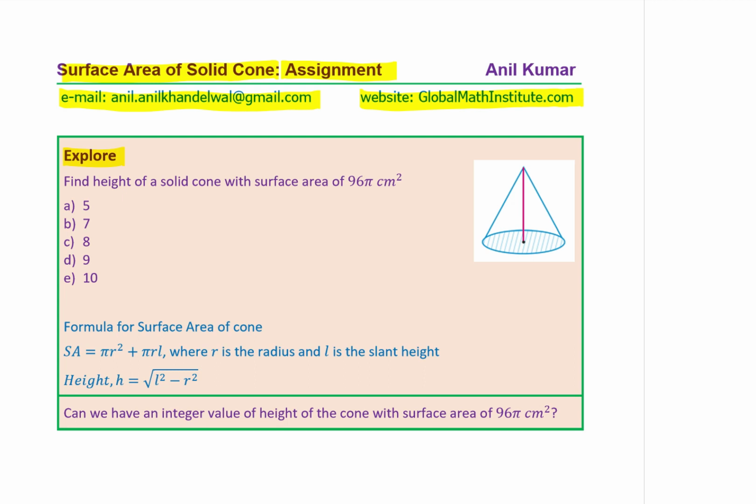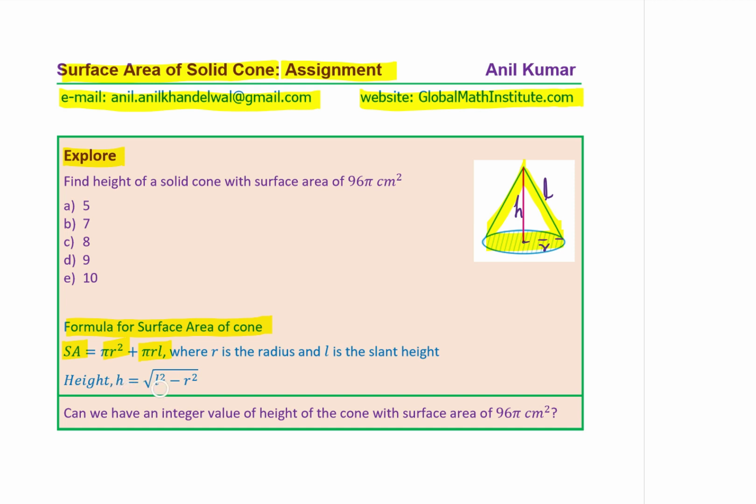As a hint, we have provided you with the formulas which are required. Surface area for a solid cone is area of the base, which is pi r square, and the lateral area, which is pi r L. Now here, L is your slant height, and R is the radius of the circle. You need to find the height of the cone.